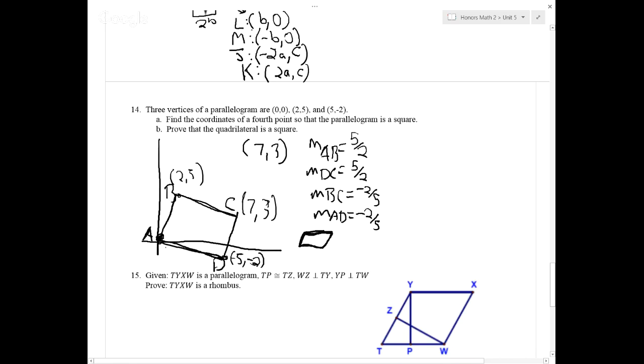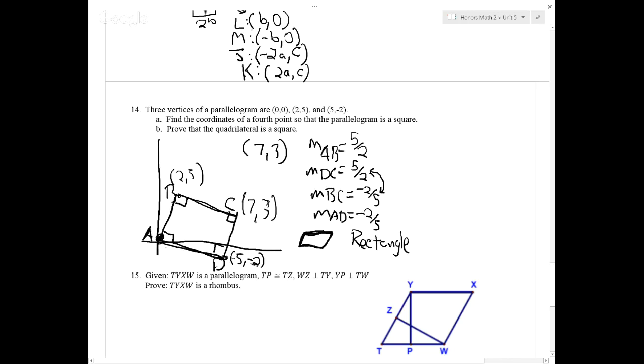Okay. What we can also do from that is we now know it's a rectangle because the adjacent sides are opposite reciprocals. So if I look at 5 over 2 and negative 2 over 5, those are opposite reciprocals, guaranteeing that all of these are right angles.